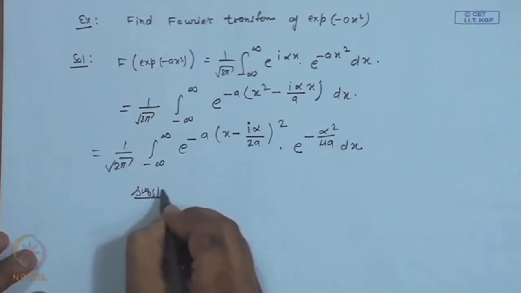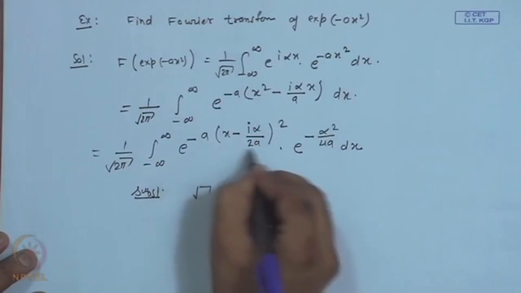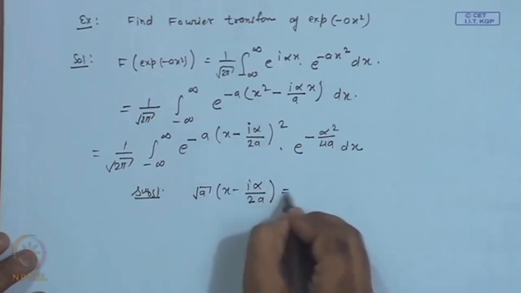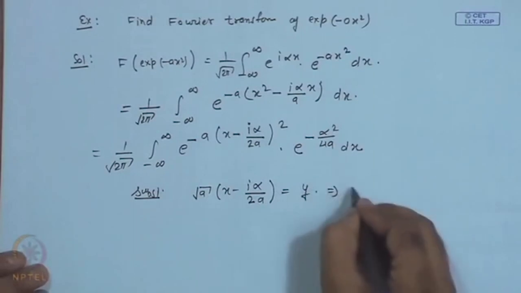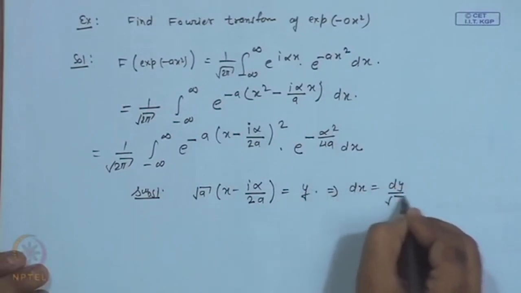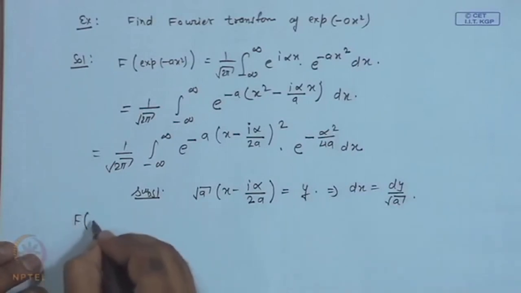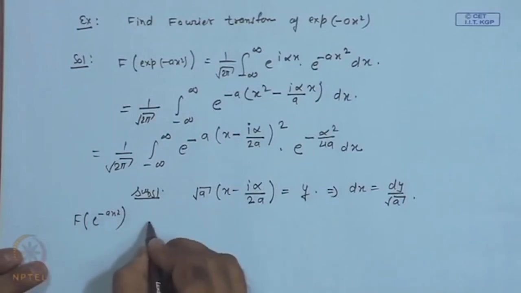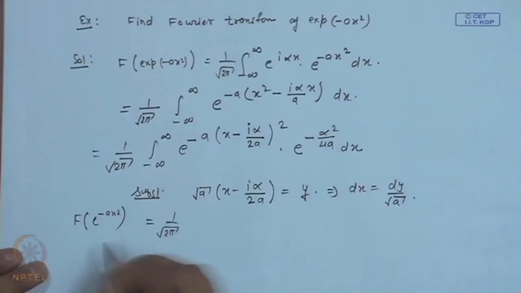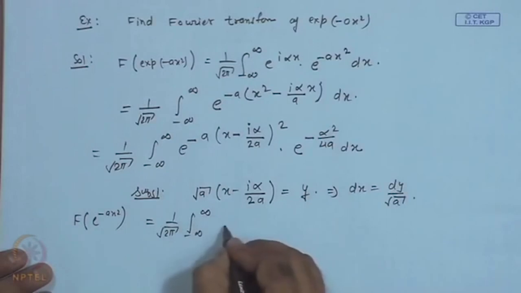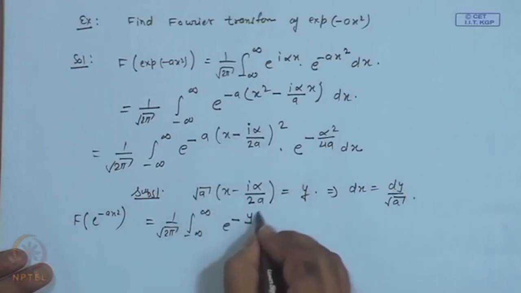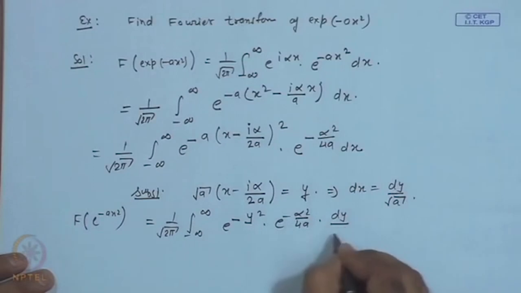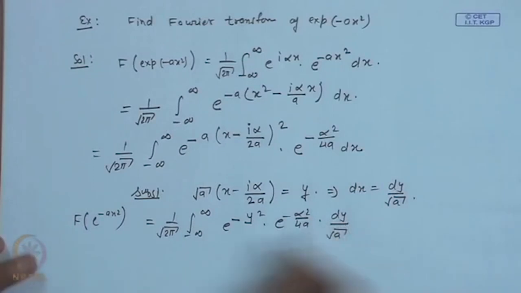Now we can substitute this so that we have here whole square, so square root a times (x minus i alpha over 2a), we put it as y, so that we have dx is dy over square root a. So if we do that, what is our Fourier transform of e minus a x square is 1 over square root 2 pi, and we have minus infinity to plus infinity, so this is e power minus y square, and this e minus alpha square over 4a, and this dy over square root a.